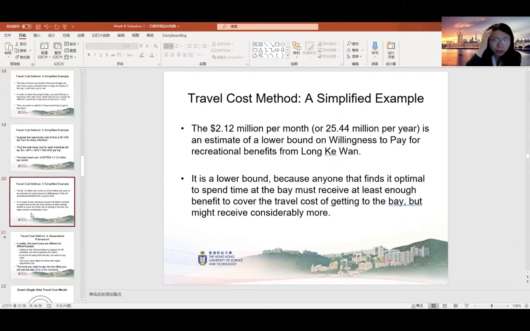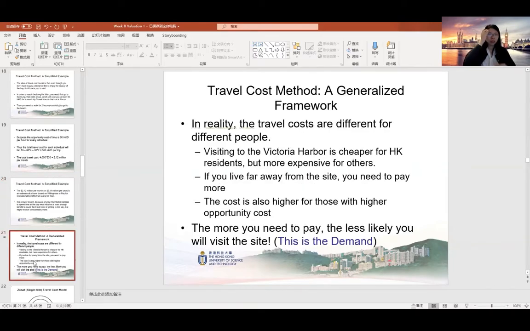So this is a simplified example. The simplification comes from different sources. First, we assume everyone has the same travel cost, right? An improvement of this approach is that we might be able to collect data on travel costs for different kinds of visitors. Some visitors who live further away incur higher travel costs. Some people who live closer incur lower travel costs. And people who live closer are more likely to visit this beach more frequently. That's exactly the idea of a demand curve, right? When the travel cost is higher, you're less likely to visit the site.